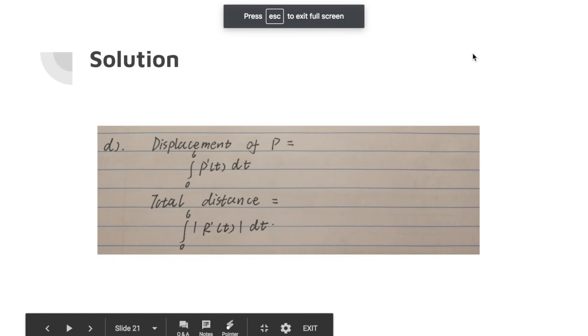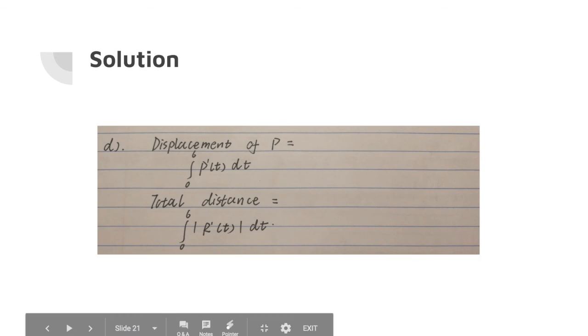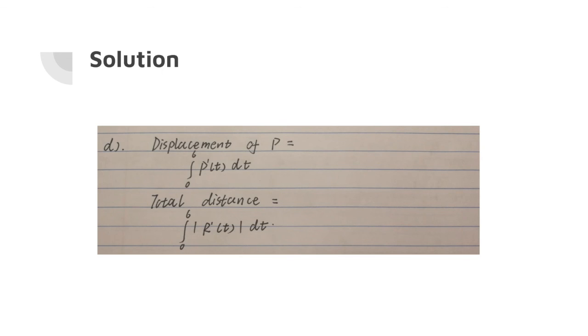Displacement of p is the integral of the velocity from 0 to 6. Total distance is the integral of the absolute value of velocity from 0 to 6.